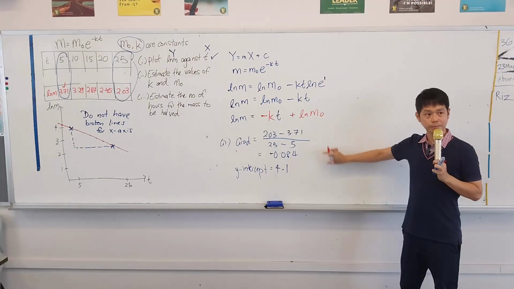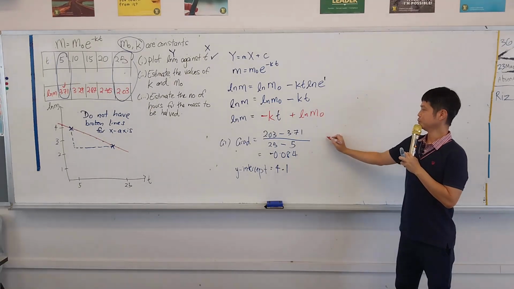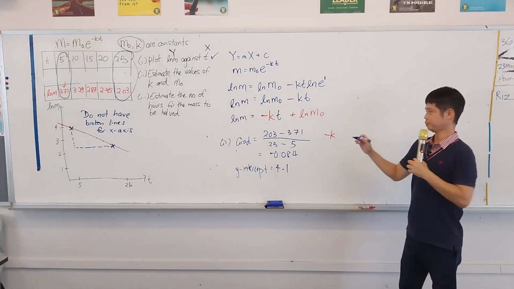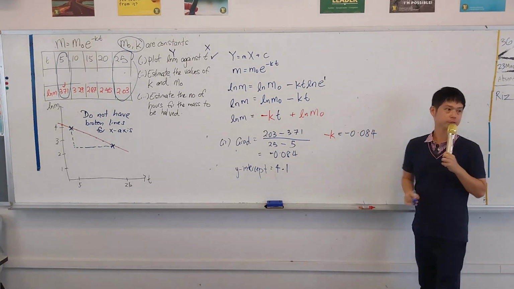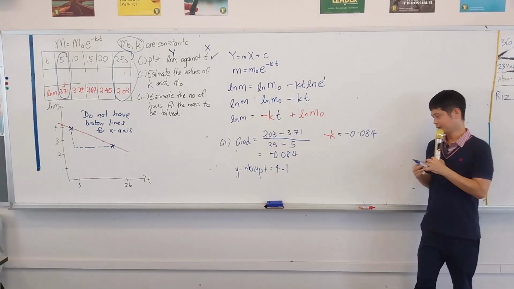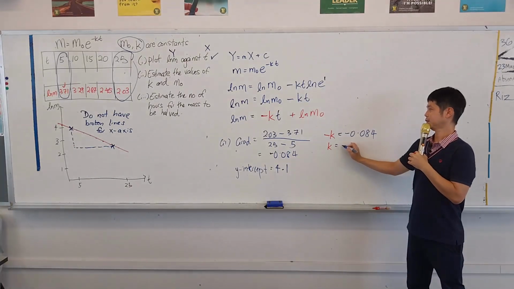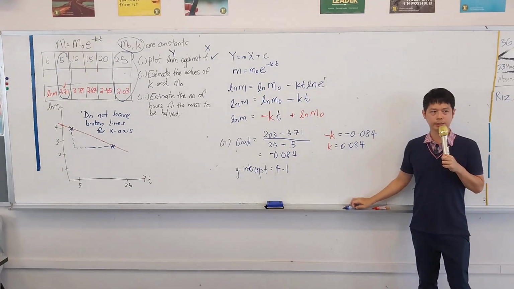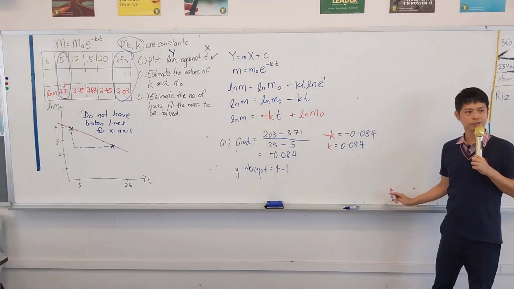Now these 2 steps are standard, but when you compare, please be careful, compare with this. So negative k is equal to your negative 0.084. Okay, so the actual value of k will be 0.084. Later I'll tell you what this means. Now your y-intercept is 4.1.